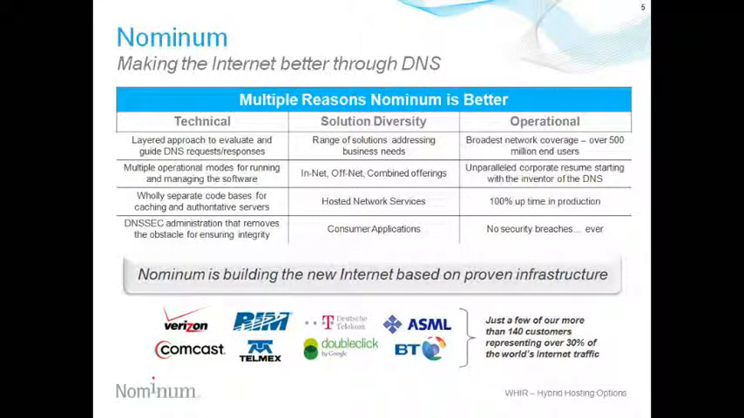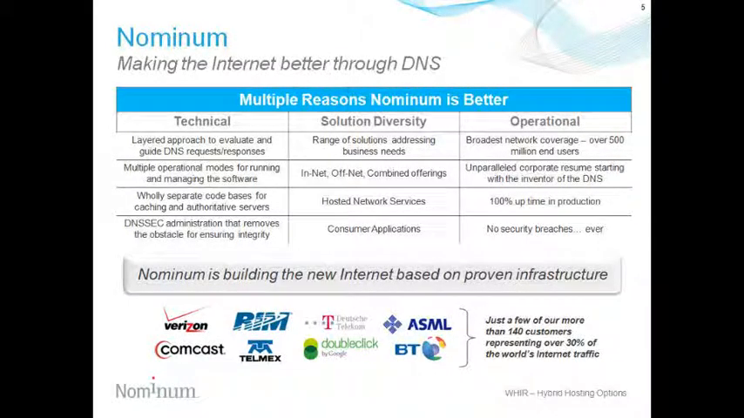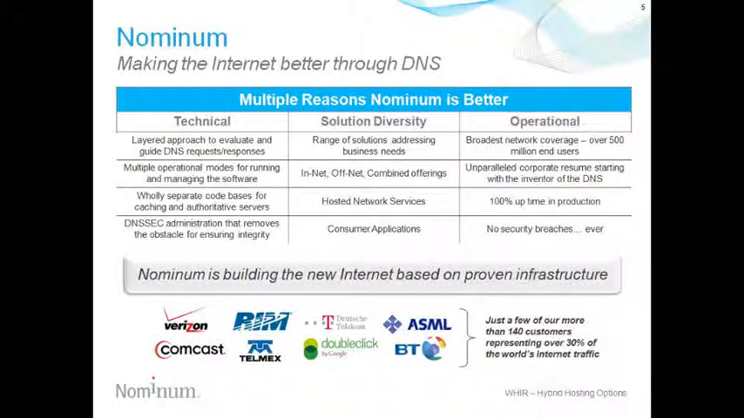The thing that we're going to focus on is the solution diversity. So as opposed to just basic DNS caching or basic authoritative services, I'm going to talk to you about the differences between in-net and off-net, and more importantly, combined hybrid models. As a company, we offer hosted solutions as well as consumer applications. And then finally, in the third tier, you can call it, we have some operational differences that make us a little bit more unique than other customers, or other providers in this space.